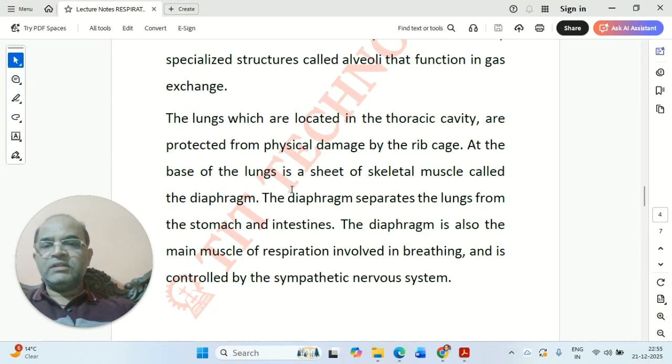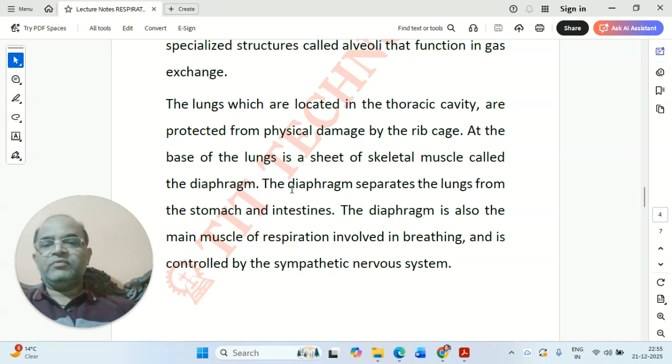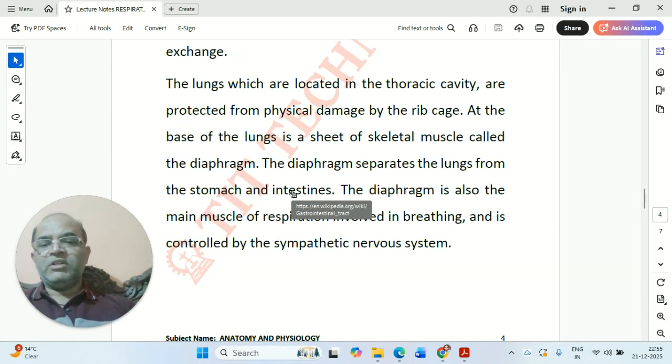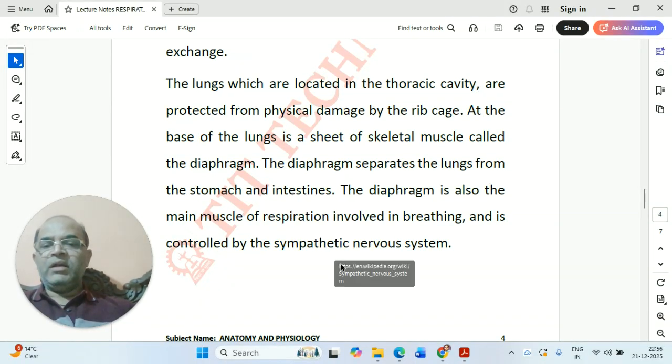So finally, the lungs, which are located in the thoracic cavity, are protected from physical damage by the rib cage. At the base of the lungs is a sheet of skeletal muscle called the diaphragm. The diaphragm separates the lungs from the stomach and intestines. The diaphragm is also the main muscle of respiration, involved in breathing, and is controlled by the sympathetic nervous system.